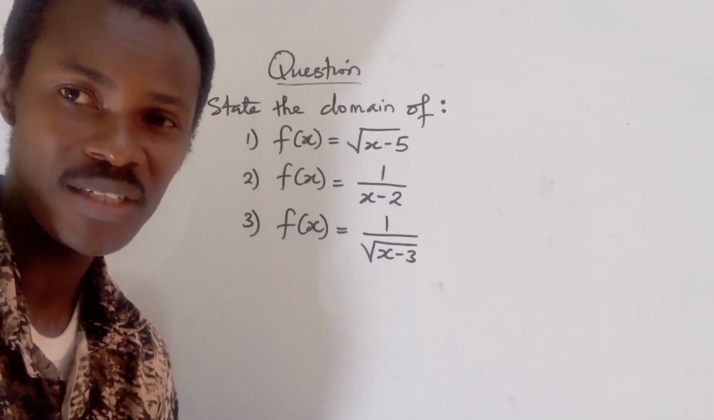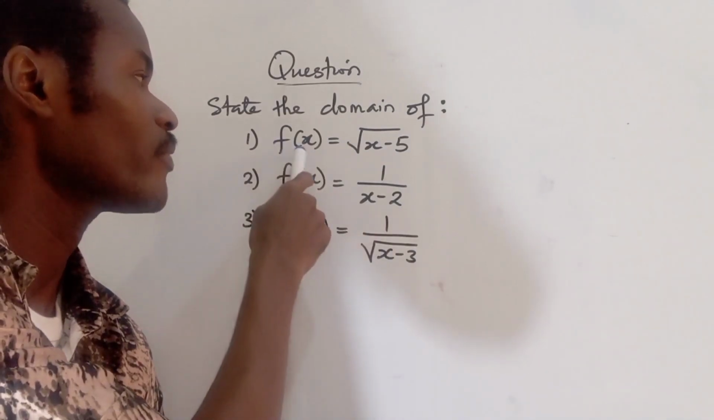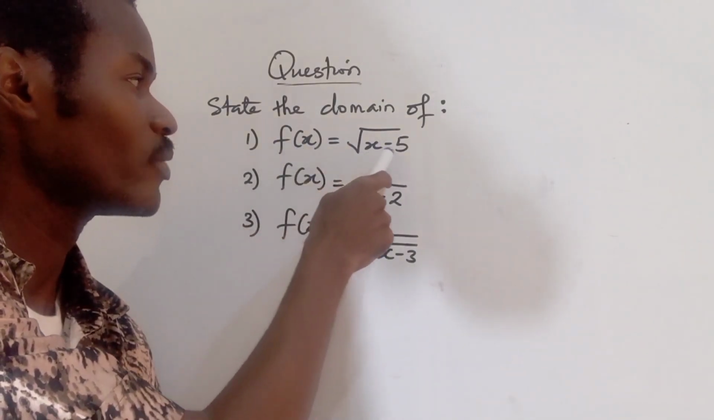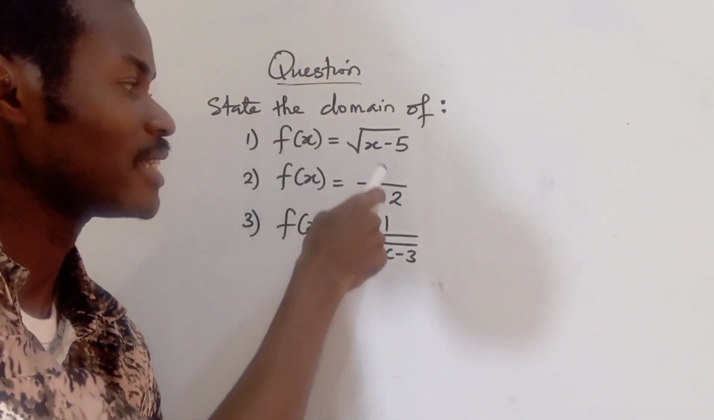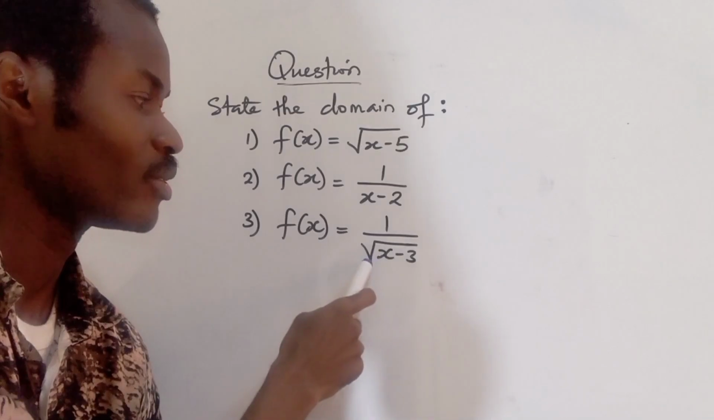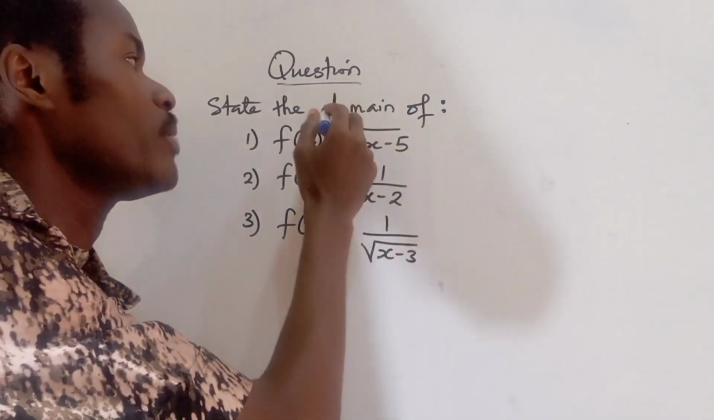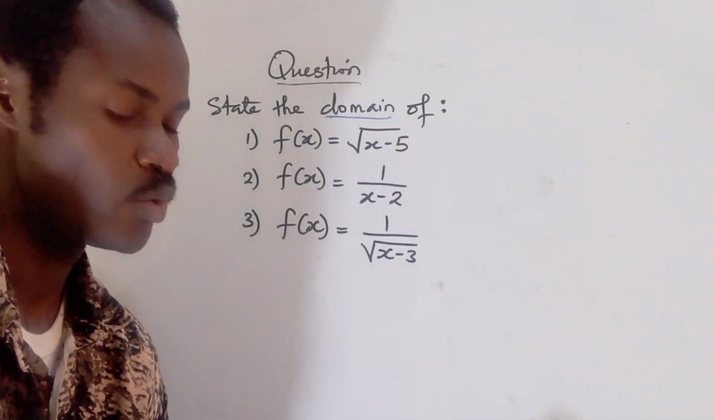Alright, so let's look at today's question. It says, state the domain of f of x equals the square root of x minus 5, f of x equals the inverse of x minus 2, and f of x equals the inverse of the square root of x minus 3. So when we say domain, what do we mean by domain?